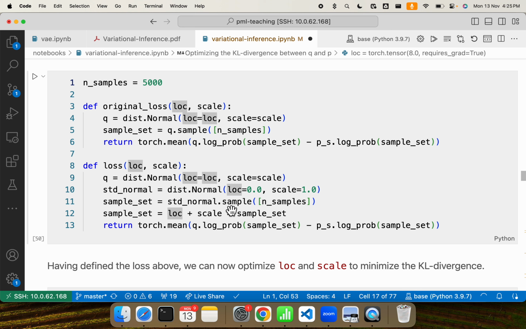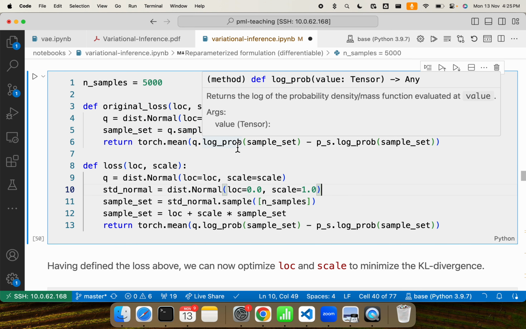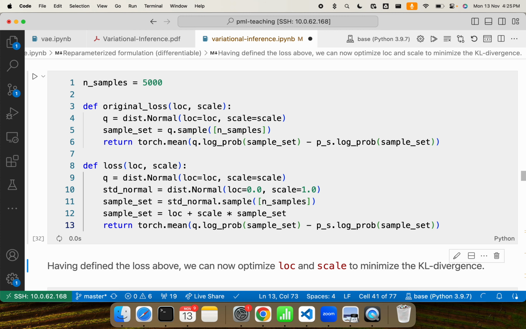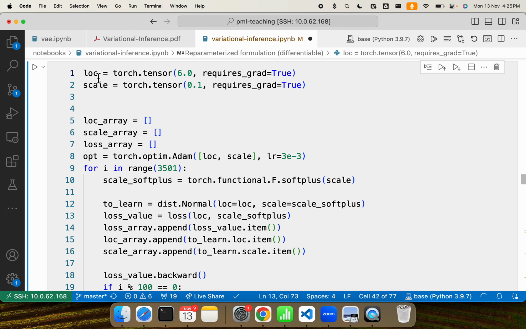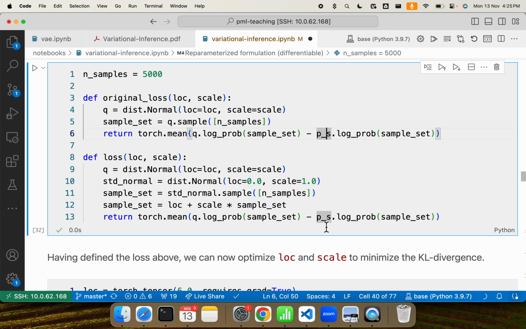If we look at this code, the screenshot above is from this code only. I have shown the original function and the reparameterized version, and I am using 5000 samples, and I am saying that my location and scale are like this. I again have a scale softplus. I've hard coded things like the P S, which is a mixture of Gaussians.